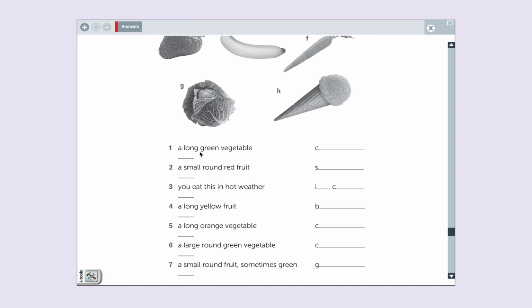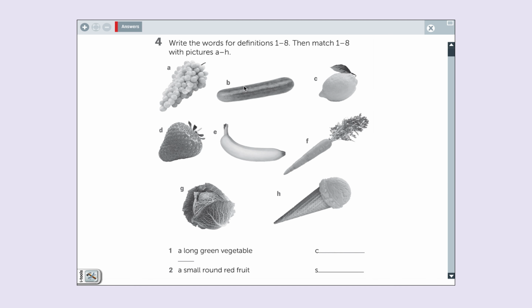For example, a long green vegetable. ¿Y cuál vendría siendo? A long green vegetable is a cucumber. Okay, cucumber has letter B. You need to write B. Hay que escribir aquí la B.